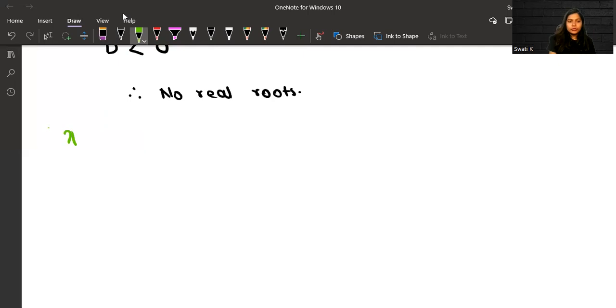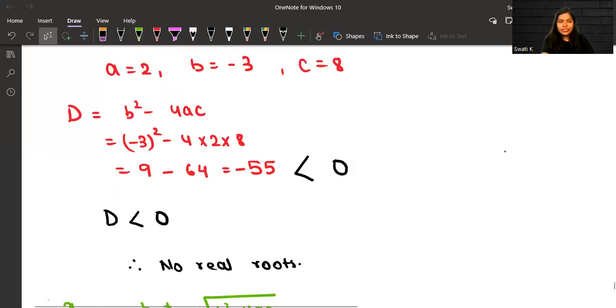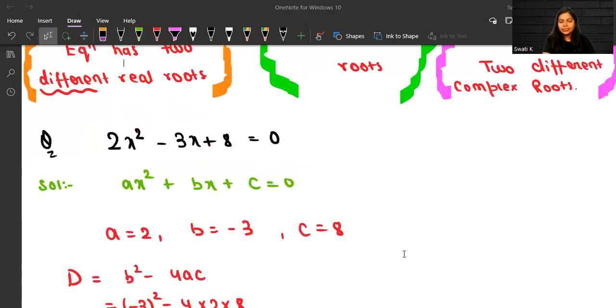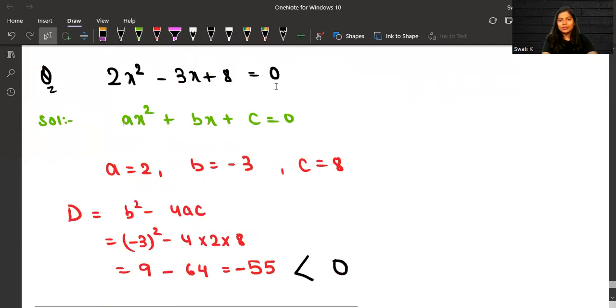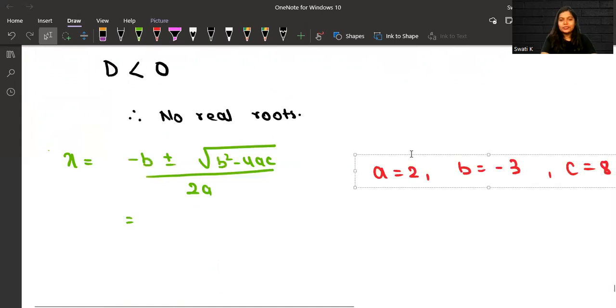Because you know the formula is x equals minus b plus minus root over b square minus 4ac, which is the discriminant, upon 2a. So let's solve this quickly. Let me write down these values below also. So a is 2, b is minus 3, and c is 8. Yes, a equals 2, b equals minus 3.